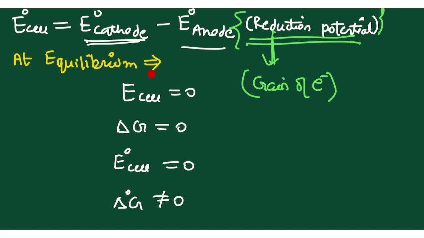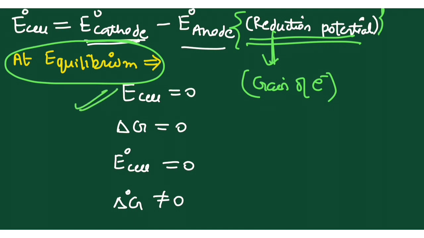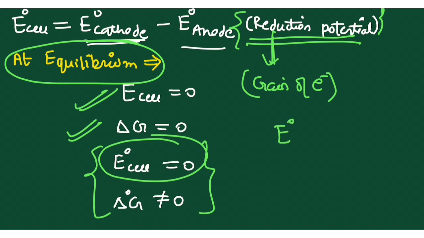Now if I talk about the equilibrium state, when the cell doesn't work, then E cell is equal to 0 and delta G is equal to 0. But the most important point is that the standard EMF, E naught, is not equal to 0, and the standard change in Gibbs free energy, delta G naught, is also not equal to 0. Basically, how you have to remember: the ones with the naught are not equal to 0, the ones without any naught on top are equal to 0.